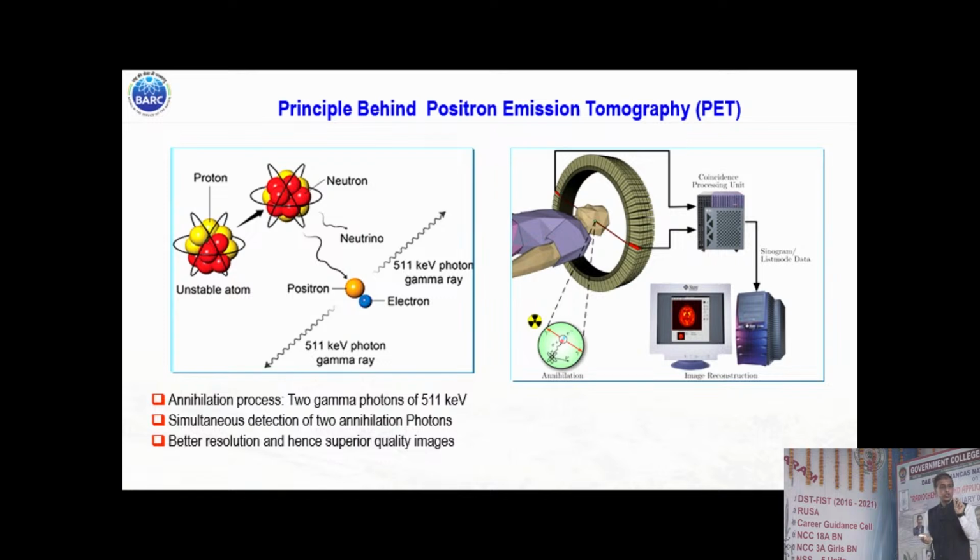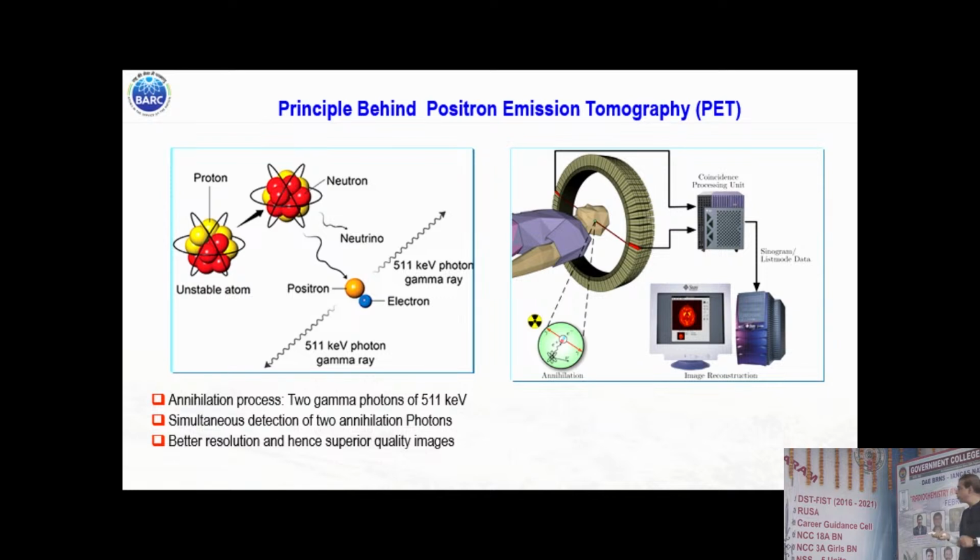So, it is a positron emitter we inject in the patient's body. What happens when the positron comes out, it meets with an electron, because it is a very short-lived, almost unstable thing. So, it meets with the electron and emits 2 gamma radiation of 511 keV each at 180 degree apart from each other, and these are simultaneously detected by the 2 detectors.